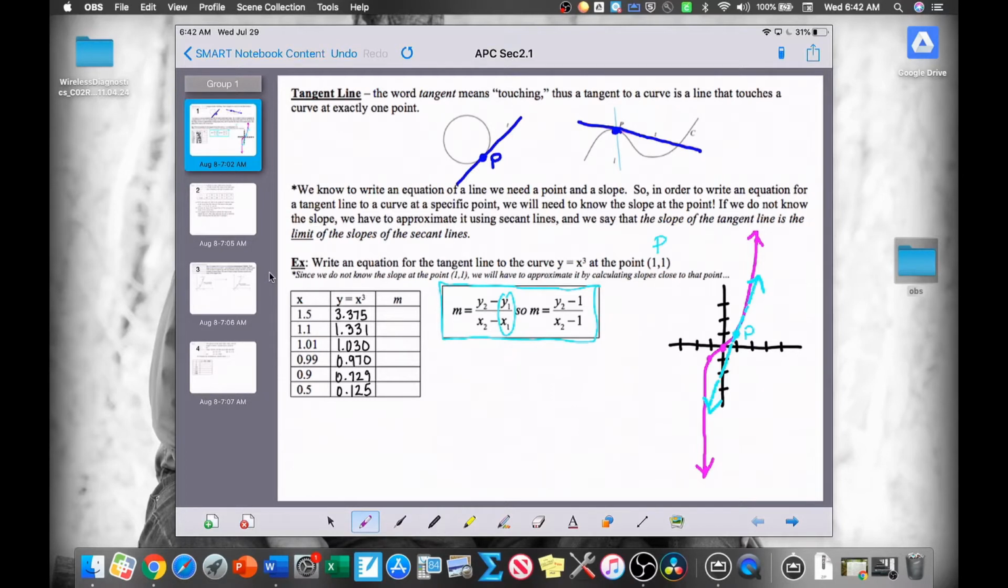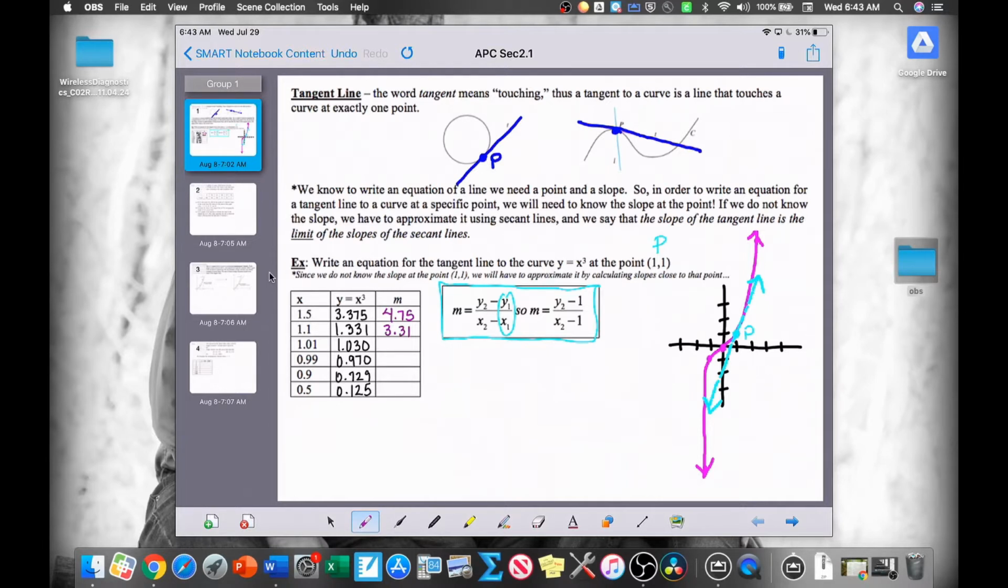in my numerator, I would get 3.375 minus 1, and in my denominator, I would get 1.5 minus 1. You do the calculation, and you get a slope of 4.75. Then I'm just going to continue that process all the way down the table. So the next ordered pair, I am going to do 1.331 minus 1 over 1.1 minus 1. That's going to give me a slope of 3.31.